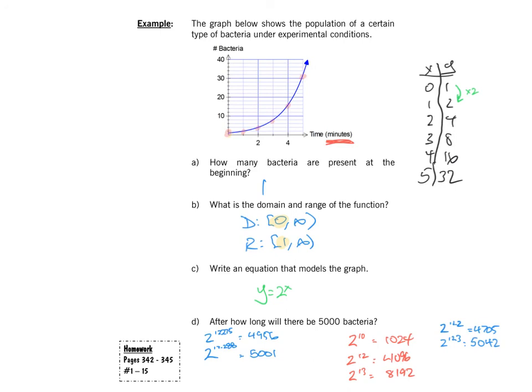So the answer to this question would be that it's going to take 12.288 minutes for the bacteria to reach 5,000. So there you have it. There's an introduction to exponential equations and their functions and some applications of them, as well as some properties.